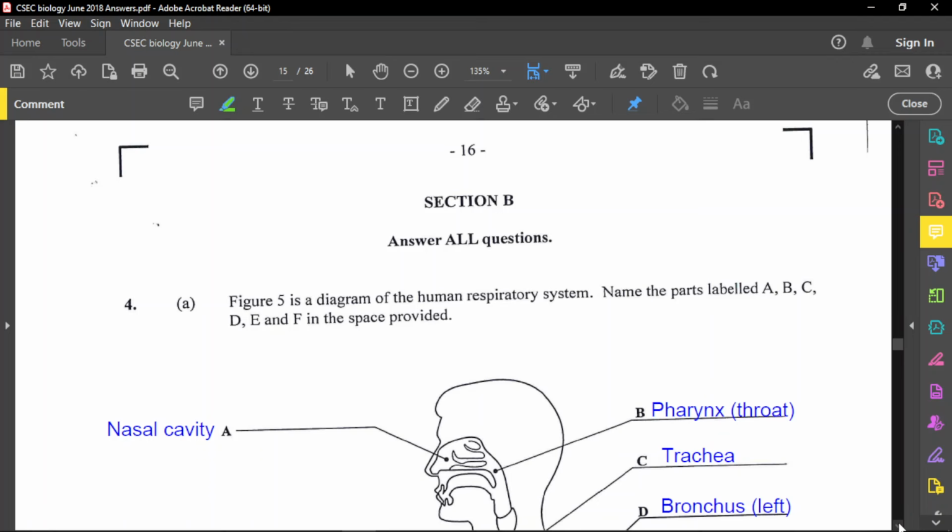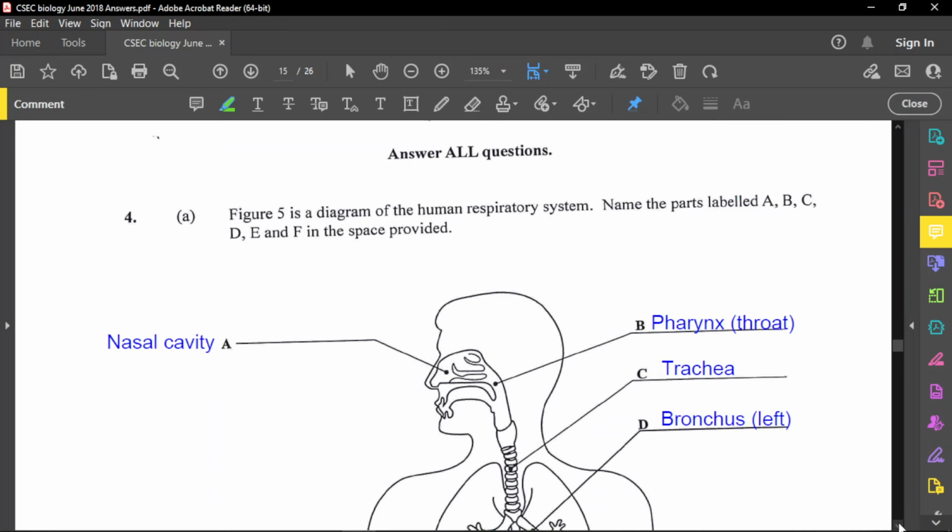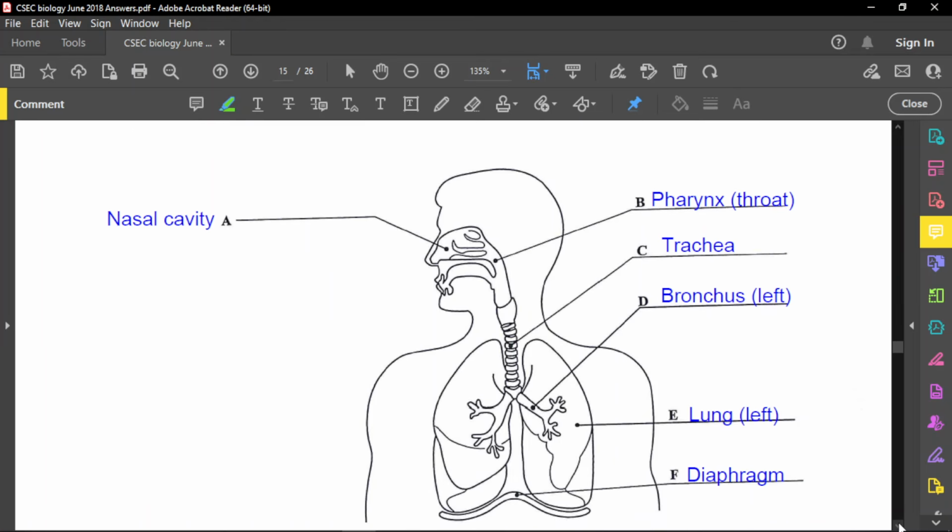Now for section B, question number 4, figure 5 is a diagram of the human respiratory system. Name the parts labeled A, B, C, D, E, and F. Just to run through them quickly, A is the nasal cavity, B is the pharynx, which is also called the throat, C is the trachea, and remember that the trachea contains rings of cartilage to prevent it from collapsing when you're swallowing food. The reason is that the esophagus rests behind the trachea, and when you swallow food, it presses against the trachea, and the rings of cartilage make it rigid and prevent it from collapsing whenever you're eating or swallowing food.